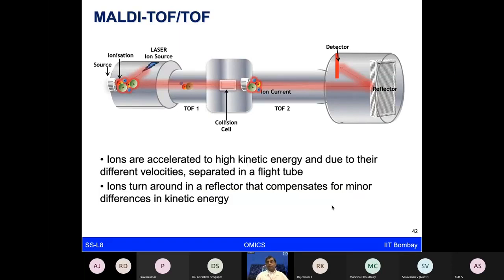And you can now think about additional complexity of the instrument, which is MALDI-TOF/TOF. In addition to the one TOF we just talked about, you have another TOF tube as well. So now what we have is MALDI as the ionization source, followed by a TOF tube and followed by another TOF tube. In between the two, we also have a collision cell, which contains some inert gases. You can have argon, nitrogen, these gases.